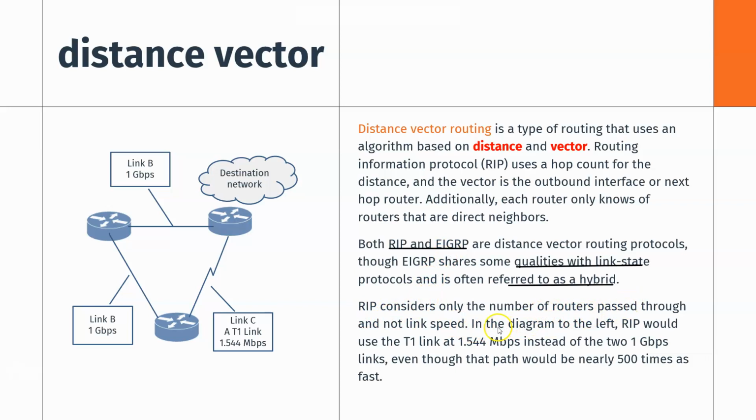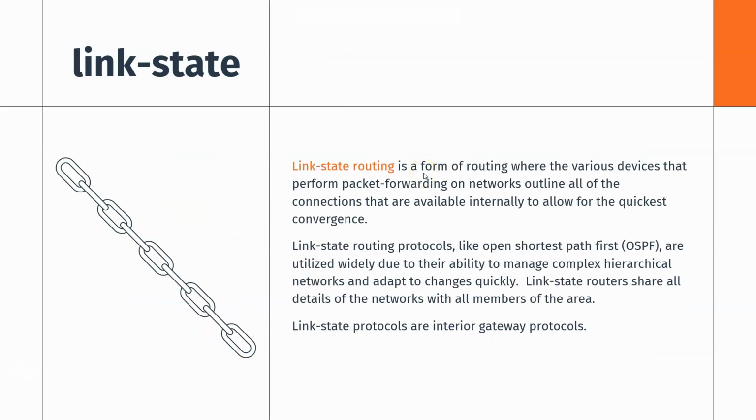Only the number of routers that are passed, and what it was trying to do there, whatever we would do from one to the other, getting from point A to point B. RIP only considers hop count. Link state is a different animal.